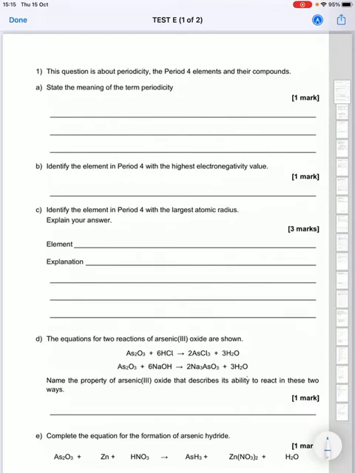So progress test E, the meaning of the term periodicity is the repeating pattern of physical and chemical properties. The key thing that is needed in here is the word repeating. Okay. B, an element in period 4 with the highest electronegativity value.